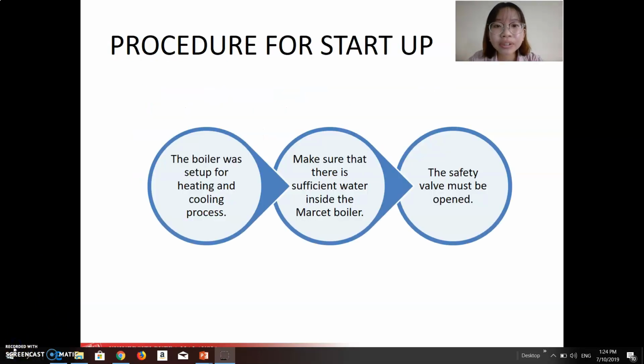So, the procedure for startup. First, the boiler was set up for heating and cooling process. So we have to make sure that there is sufficient water inside the Marcet boiler and the safety valve must be open.